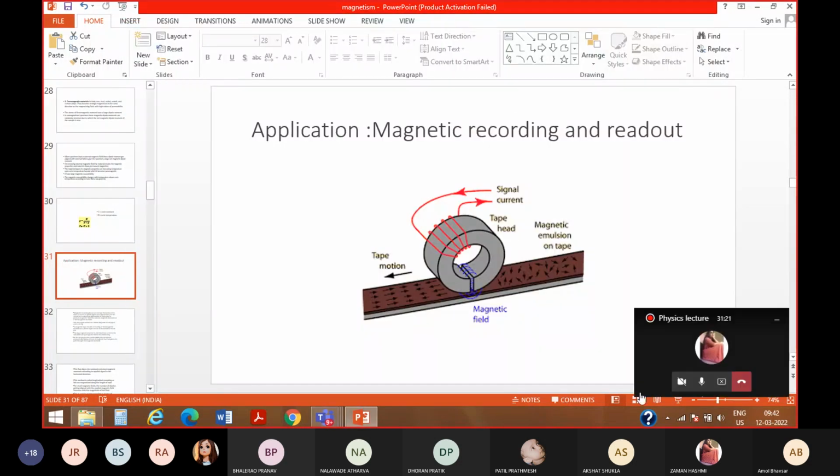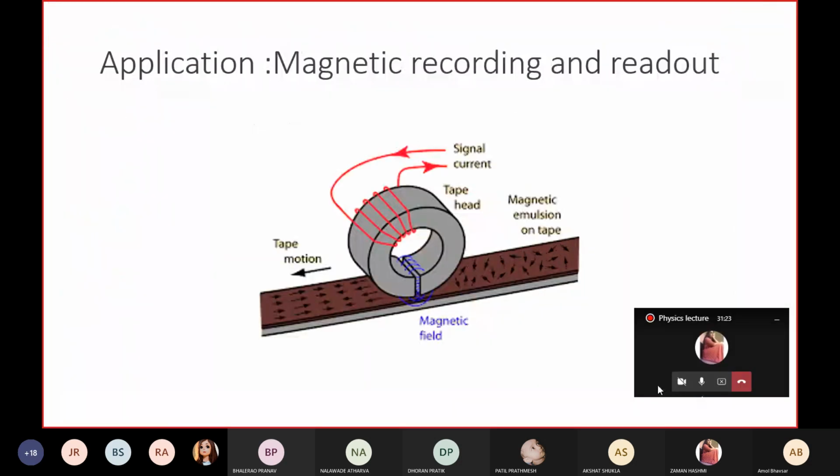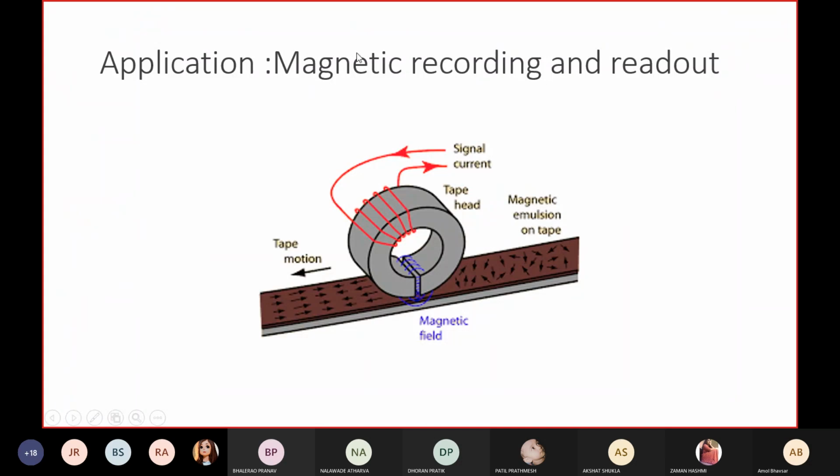Now we will take the applications. What are the applications? Application of magnetic recording and readout. So we are using magnetic properties or dipole moment for the storing of data in magnetic tapes. Earlier we used magnetic tape to store songs or movies. So we are using this property of magnetism, the orientation of the magnetic dipole moment, for storing the information, storing the data.